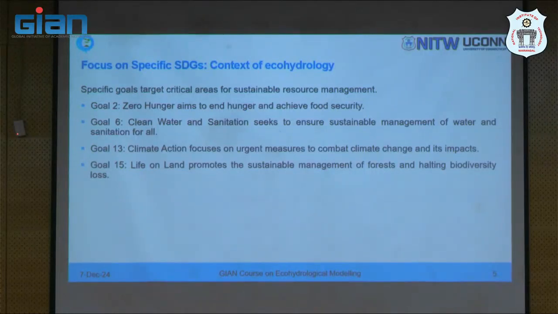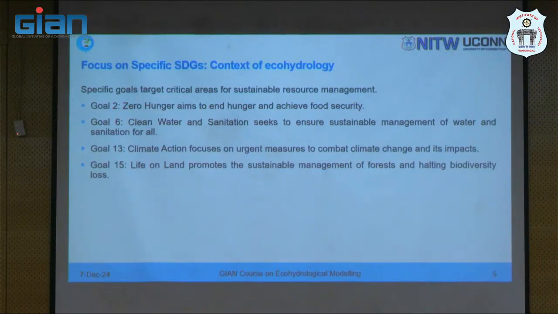Clean water and sanitation seeks to ensure sustainable management of water and sanitation for all. It's a big goal. It's a very difficult goal. If you look at the history of mankind, water is the number 2 source of conflict. If you look at the battles and conflicts and wars that are happening within societies and between countries, water is number 2. And it goes as far back as the history of humans.